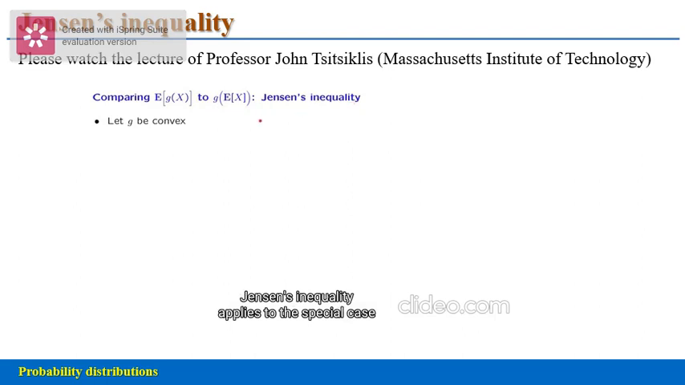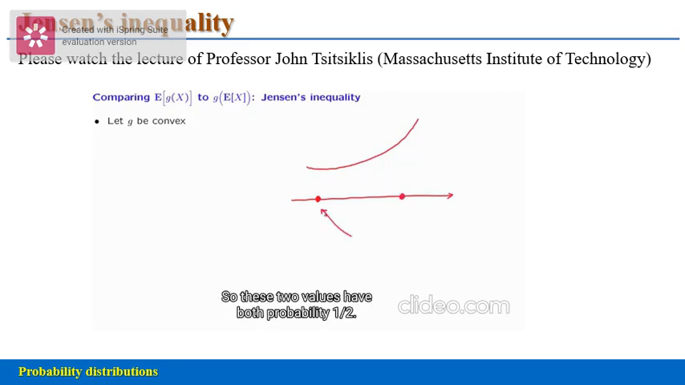Jensen's inequality applies to the special case where g is a convex function. I'm going to define more precisely what it means to be convex shortly, but in terms of a picture, it's a function that has a shape of this kind, so it tends to curve upwards. So let us look at a simple example. Suppose that X is a random variable that can take two values with equal probability. So these two values have both probability 1/2.